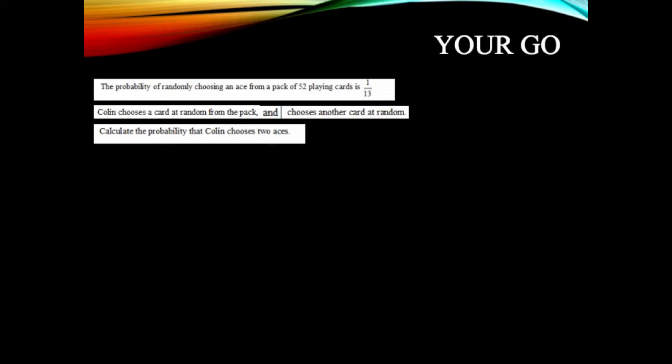This is one for you to have a go at yourself. I'm going to read the question out. I'm going to give you a little bit of information before I pause it, and then I want you to have a go yourself. So it says the probability of randomly choosing an ace from a pack of 52 playing cards is 1 out of 13.